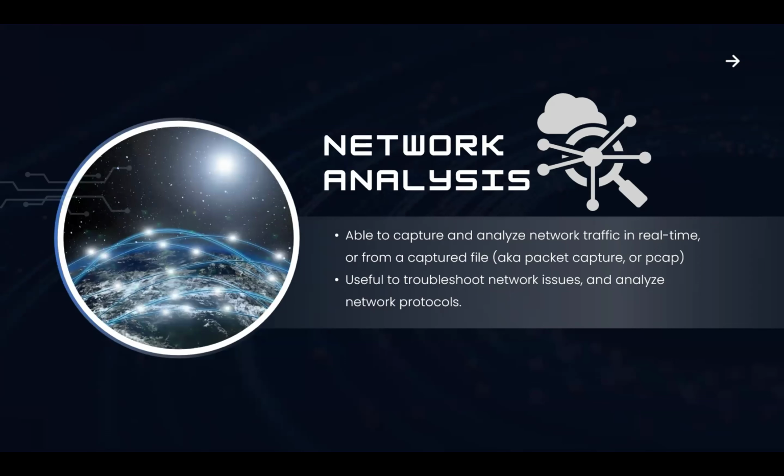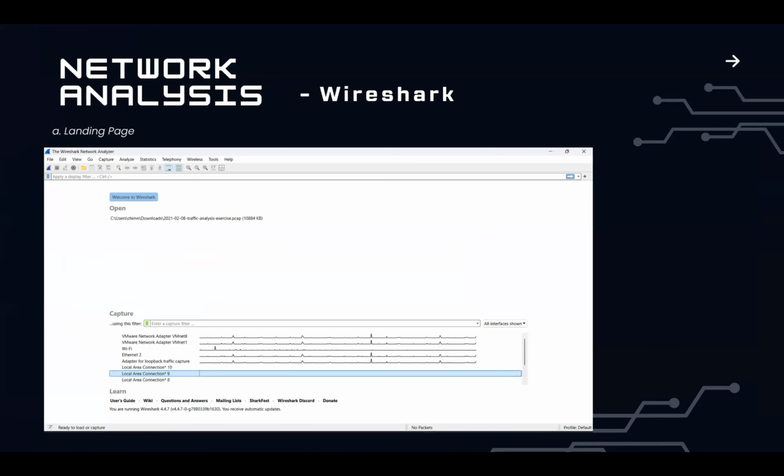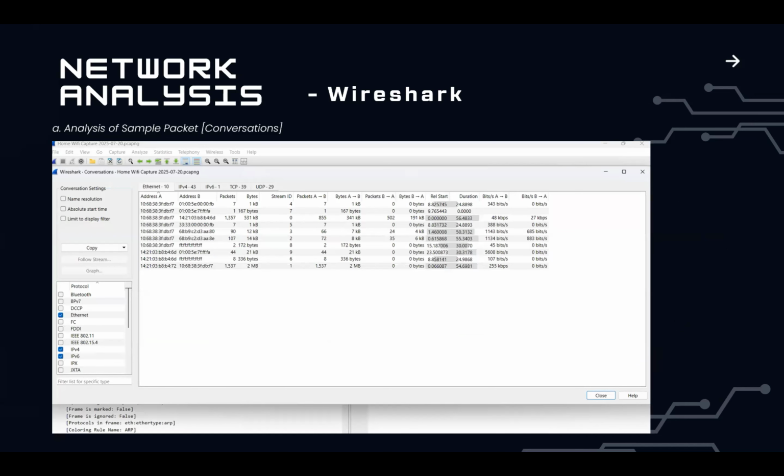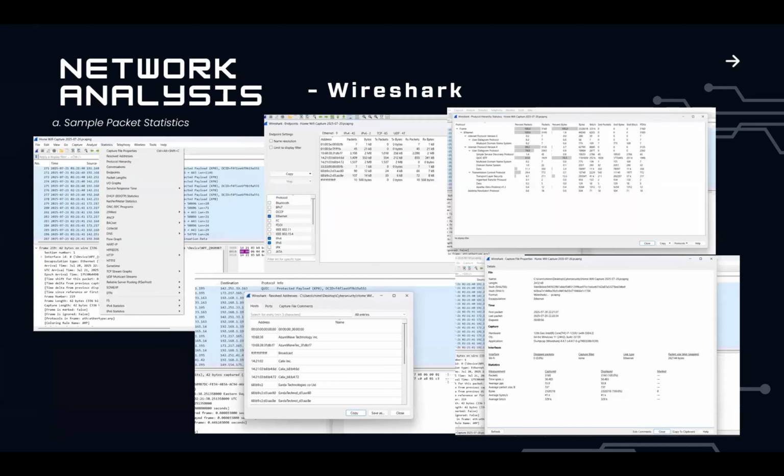And then for network analysis, it's basically using Wireshark. Wireshark was a tool we used to analyze the traffic. So when we say network analysis, it's just the traffic on one's network. So this was my personal capture of my personal Wi-Fi traffic, and 3,160 packets were captured. And then this is just an analysis of that sample of packets. These are just screenshots of the various aspects on the Wireshark tool, whether it's the conversations or the protocols, just different points.